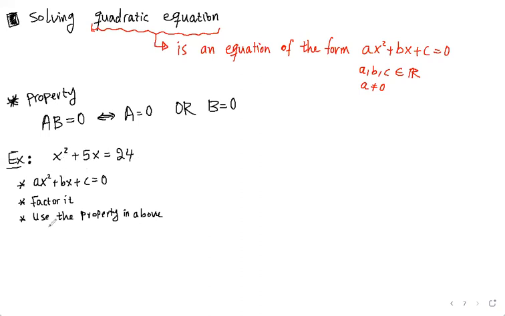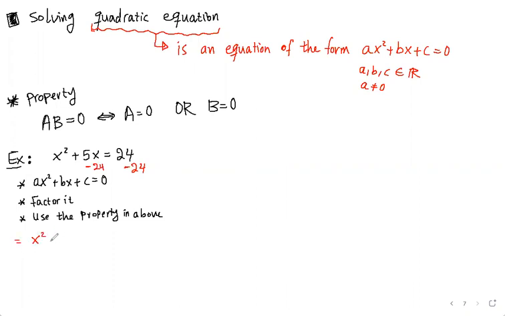Let's do it. We subtract 24 on both sides and set it equal to 0. So to solve this one, we have to subtract 24 from both sides: minus 24, minus 24. What do I get? s squared plus 5s minus 24.